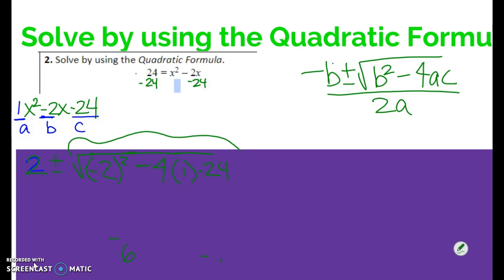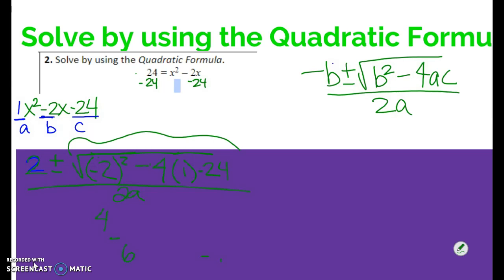So negative, and before I get any further, I forgot the 2a. So 2 times a of 1, we know that the bottom is still going to be 2. So let's take a look at by hand what that would look like. Negative 2 times negative 2 is going to give us 4.